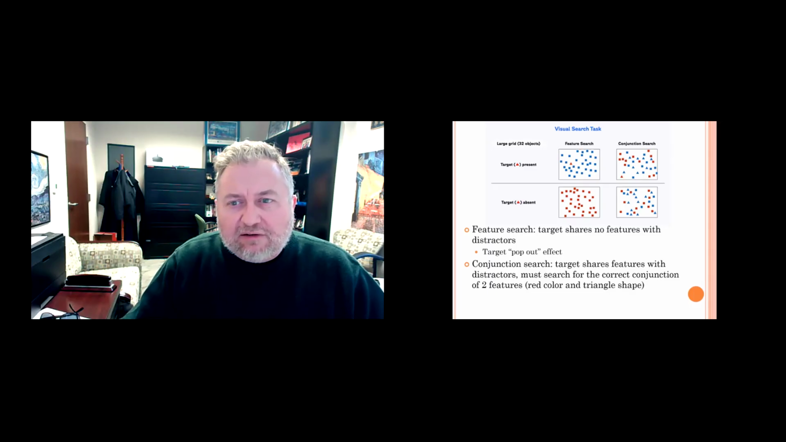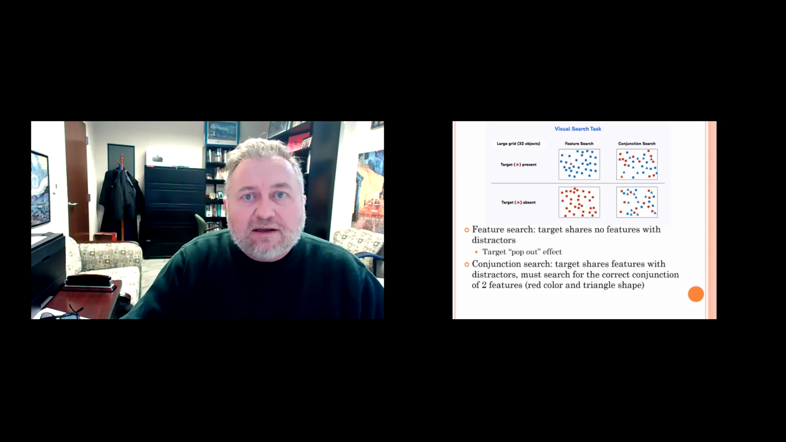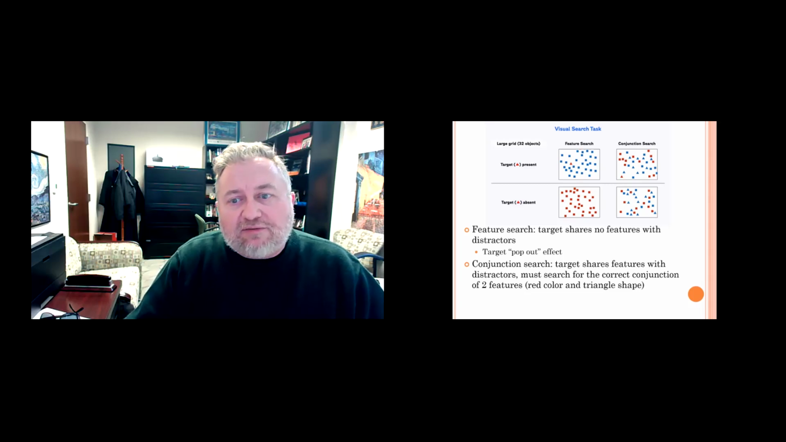I have to start scanning and looking at every single object. Is that a red triangle? No. Is that a red triangle? No. Is that a red triangle? No. Is that a red triangle? No. Oh, yes. That's it, right? And as soon as I find it, then I can confirm and say, yep, that's the red triangle. So I press the button to say yes.